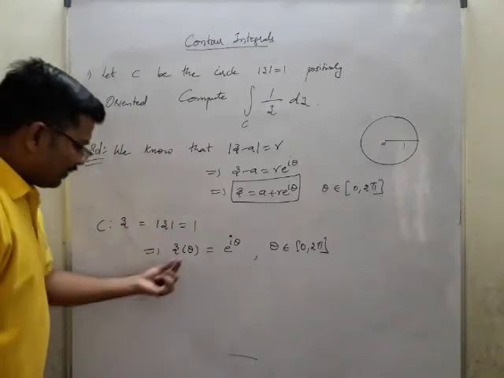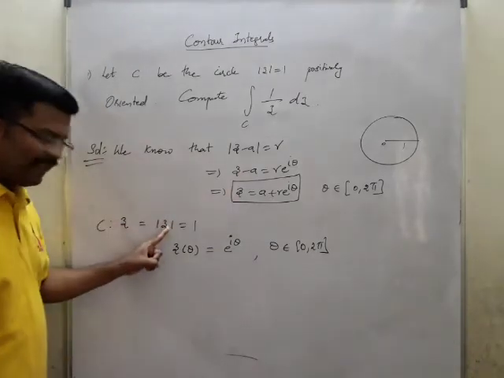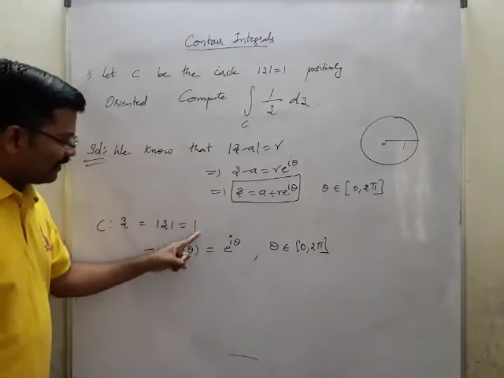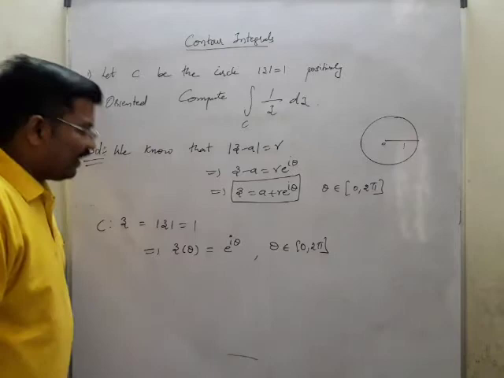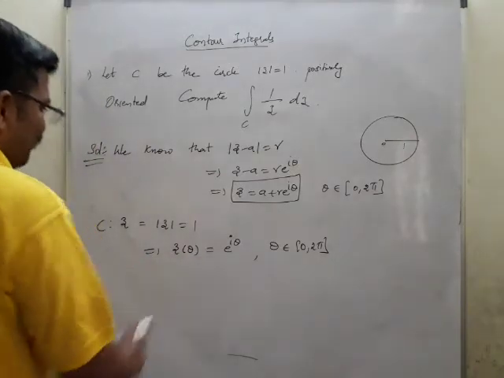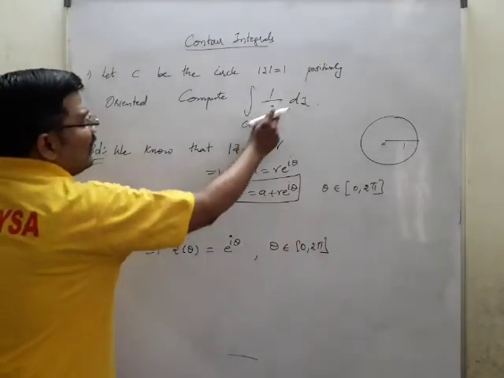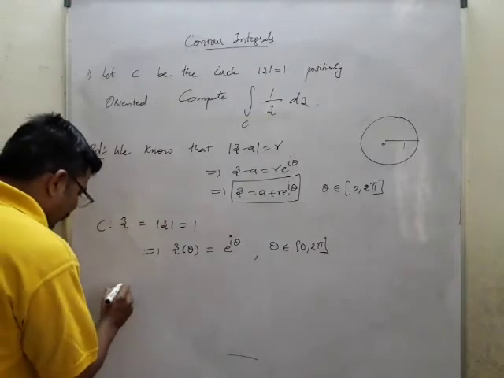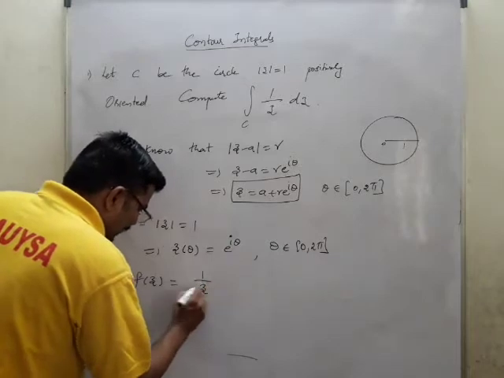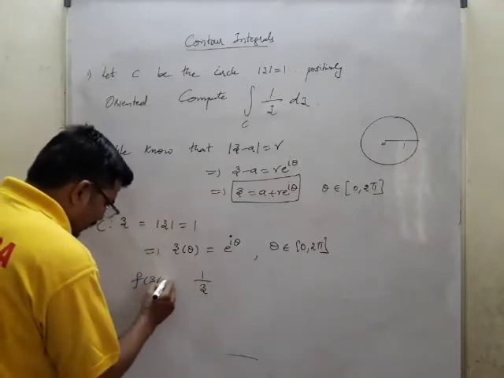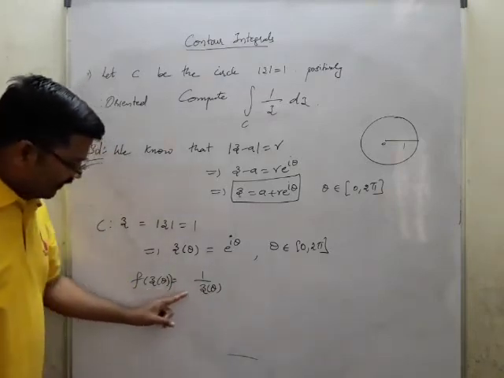Nothing will change. So z of theta is equal to e power i theta, because in the place of a there is 0 here, and r is 1, so r e power i theta is 1 into e power i theta. So z of t is equal to e power i theta. Now what we have to do? This is what is given as f of z. So f of z is equal to 1 by z, and I may write f of z of theta is equal to 1 by z of theta.